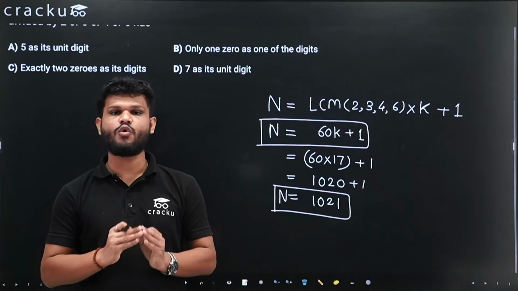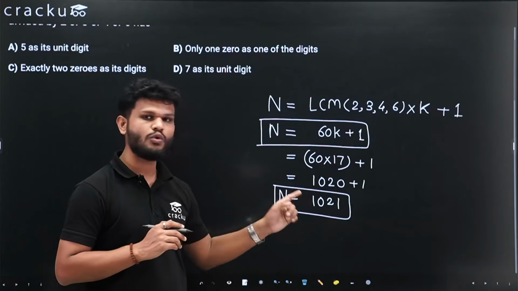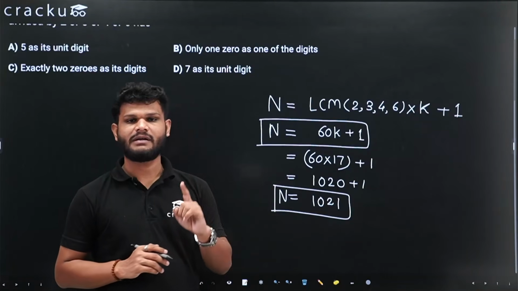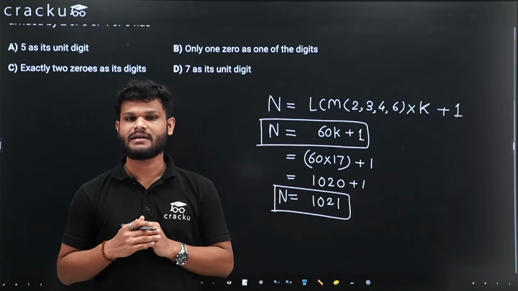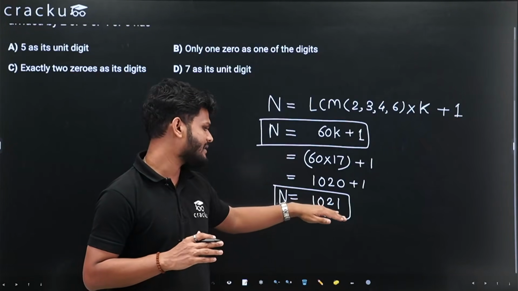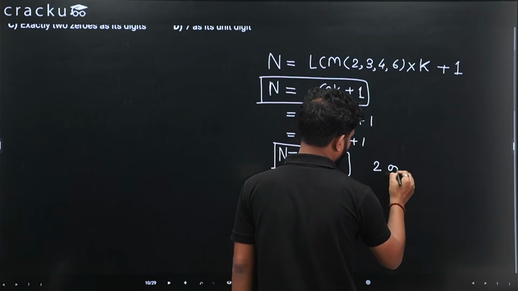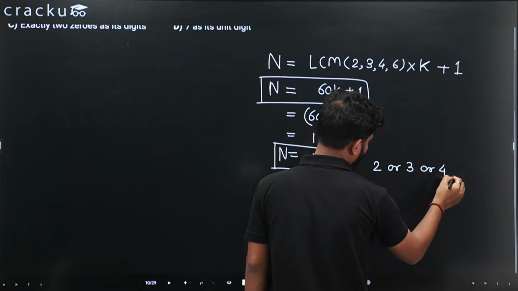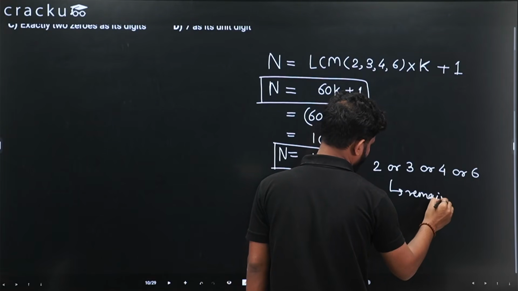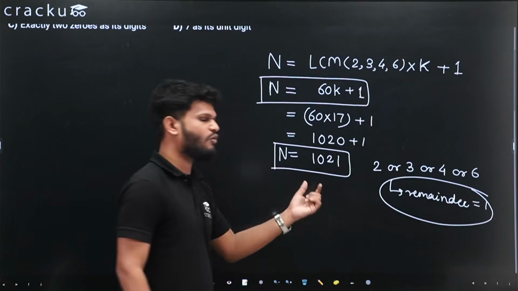So n is equal to 1021. It is the smallest 4-digit number which leaves the remainder of 1 when divided by 2 or 3 or 4 or 6. If you divide this by 2, the remainder will be 1. If you divide this by 3, the remainder will be 1. If you divide this number by 4, the remainder will be still 1. If you divide this number by 6, the remainder will be 1. So this is the smallest 4-digit number.